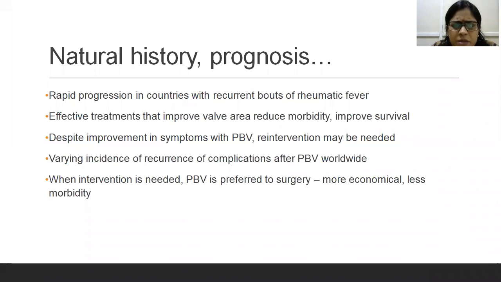Despite improvement in symptoms with percutaneous balloon valvuloplasty, re-intervention may be needed, because of re-stenosis or because of recurrent bouts of rheumatic fever. If the patient is not taking adequate prophylaxis against rheumatic fever, patient may again develop mitral stenosis requiring re-intervention. There is varying incidence of recurrence of complications even following percutaneous balloon valvuloplasty. When intervention is needed, balloon valvuloplasty is preferred over surgery, as it is both more economical and is associated with less morbidity. So this is your natural history.